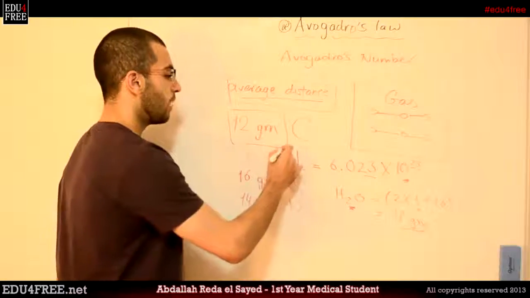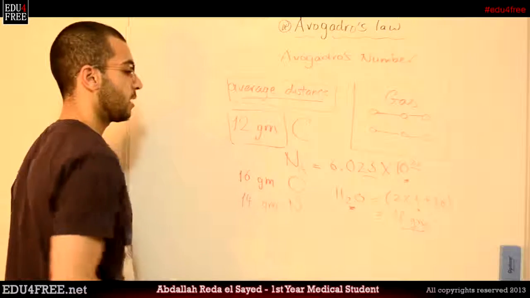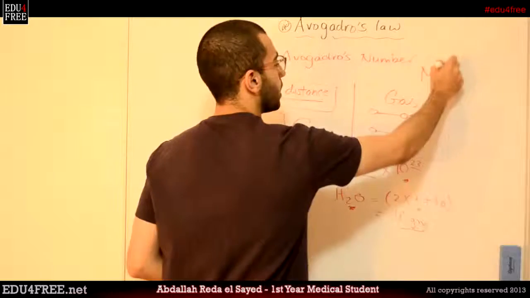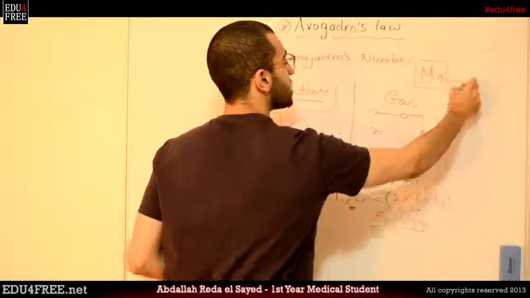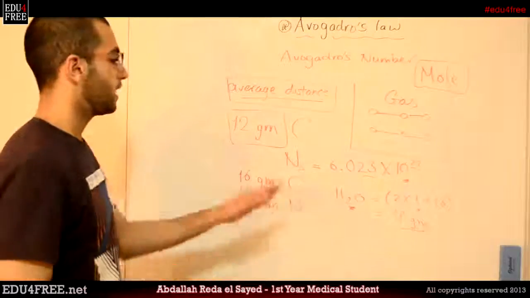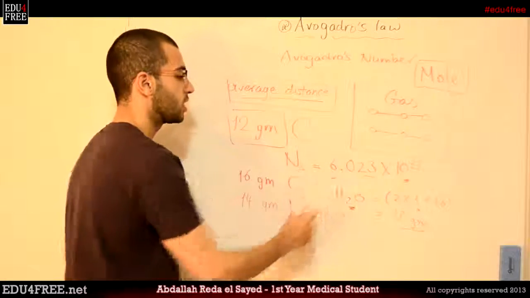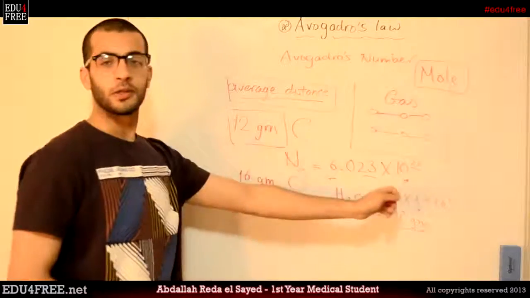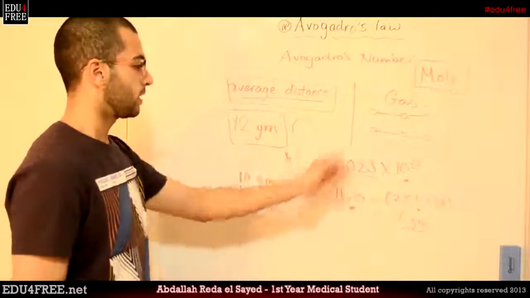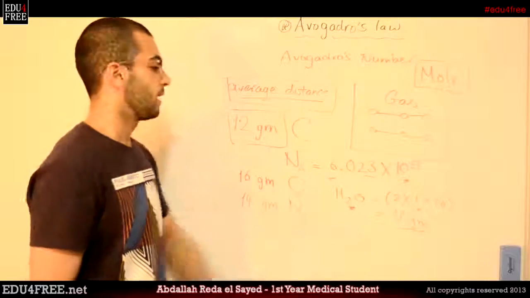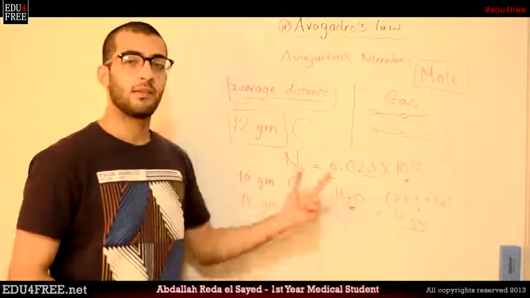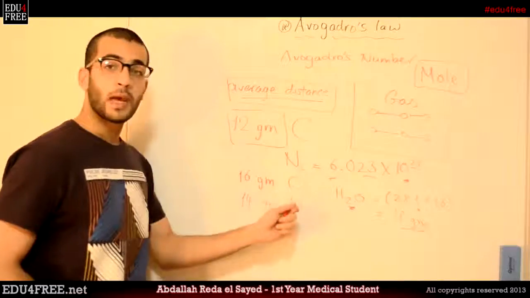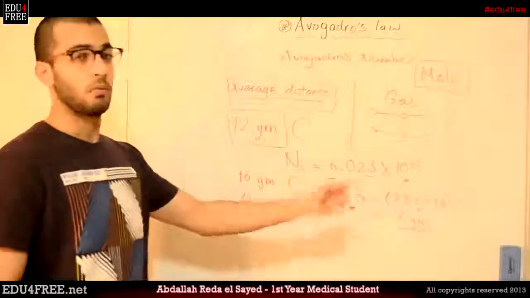So by using this number, we can define something new, which is called the mole. The mole is the amount of substance that contains 6.023 times 10 to the power 23 atoms, molecules, particles, etc., according to the type of matter. And to calculate the mass of this mole, we use the atomic mass, the molecular mass, the particle mass, and so on.